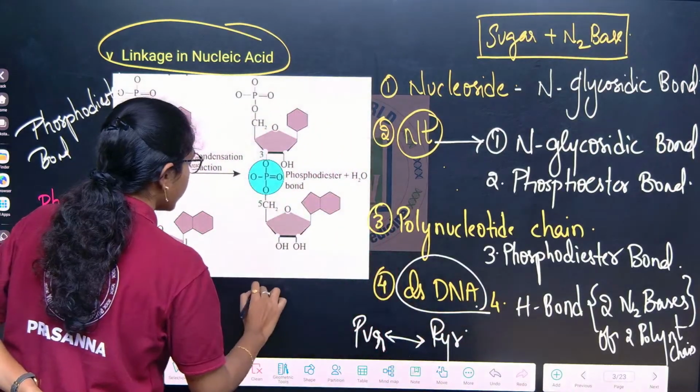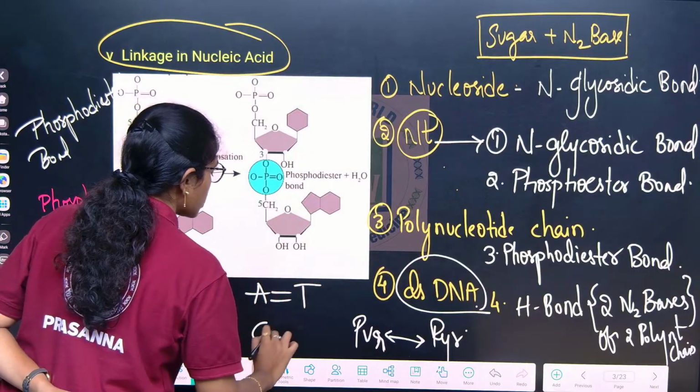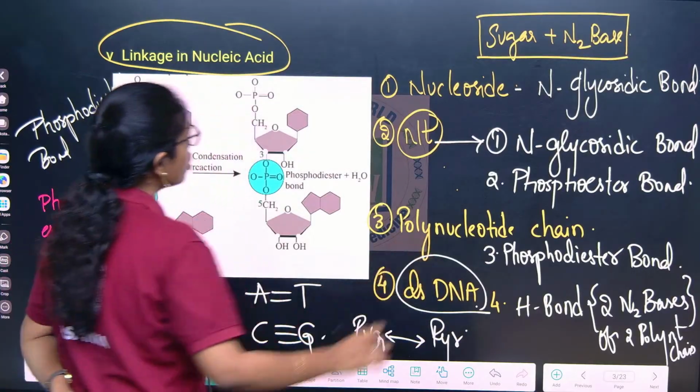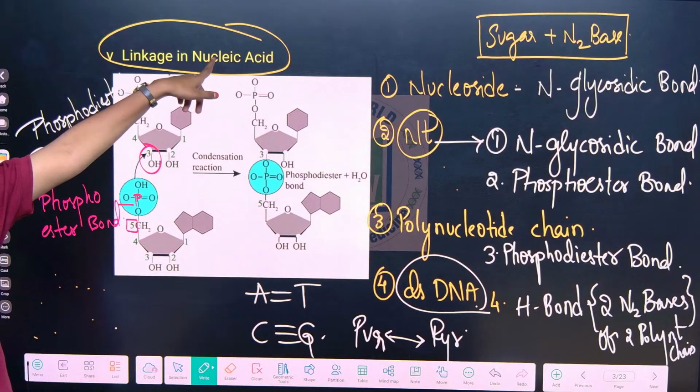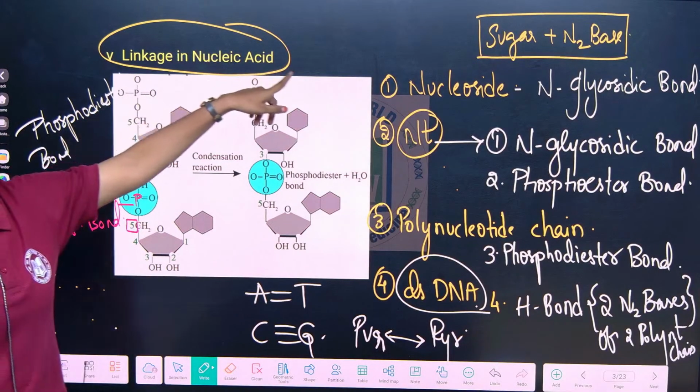That is, adenine pairs with thymine, cytosine pairs with guanine. So, are you clear with linkages in the nucleic acid, beta? Okay? Write neatly, Raghav.